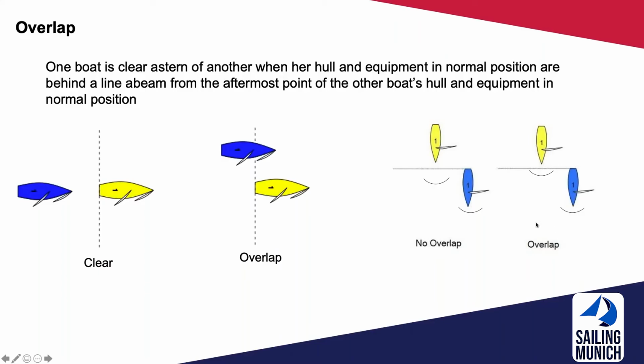And how you decide what part of the boat is the furthest back point, it is as simple as that. So if you have the transom hung rudder or some other part of the boat that sticks out the back, it will be that point. So it'll be the furthest bit back of the boat that's in its normal position, that will be the point at which that overlap starts.